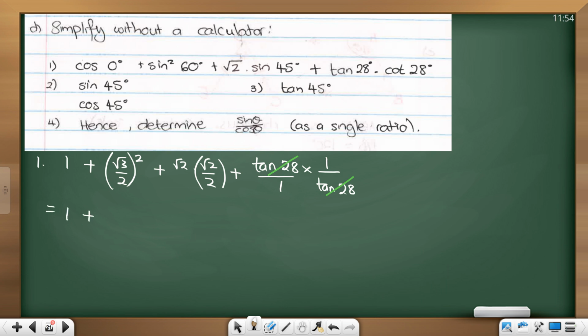One plus. All right. What is root 3 over 2 squared? This is 3 over 4 plus 1 plus 1. Root 3 times root 3 is 3. 2 times 2 is 4. Root 2 times root 2, 2 over 2, 1. And this is plus 1 at the end. So what's your answer? 1 plus 1 plus 1 will give us 3. 3 over 1 plus 3 over 4. Diagonal, diagonal, denominator. 3, right?